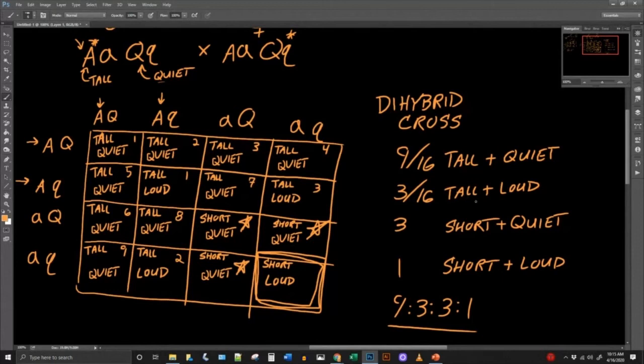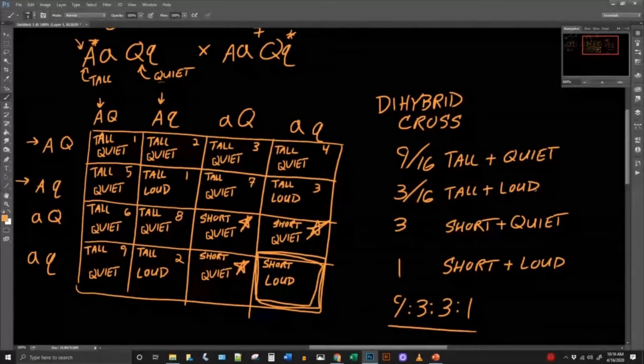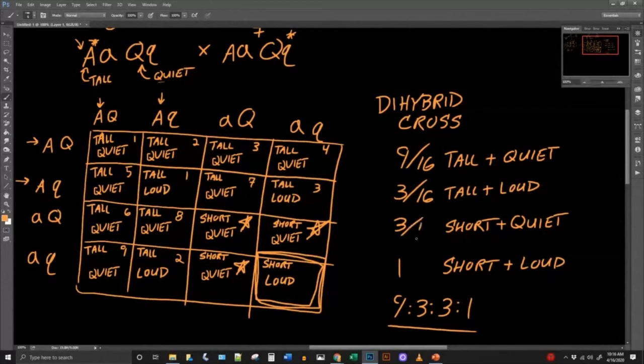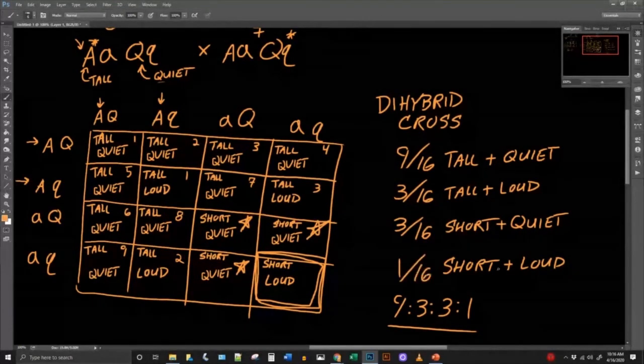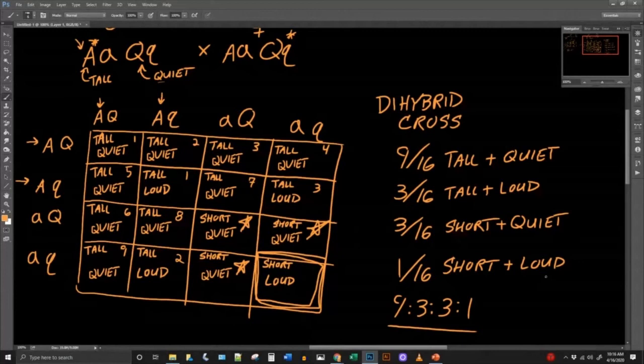3 out of 16 will have the first dominant phenotype and the second will be a recessive phenotype. Another 3 will have it flipped. The first one will be a recessive phenotype and the second one will be the dominant phenotype. And then 1 out of 16 will have both recessive. That's the one that got this egg cell and this sperm cell. So when they fertilized, you got short and loud here. That's your 1 in that case.